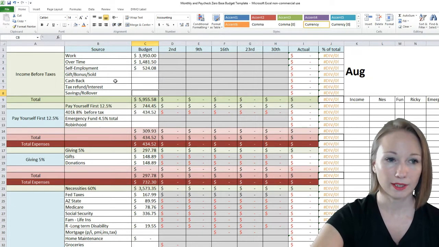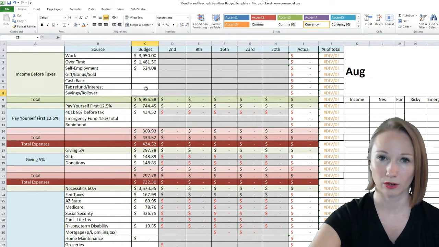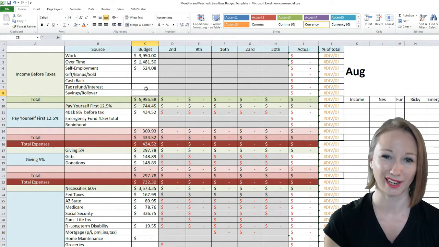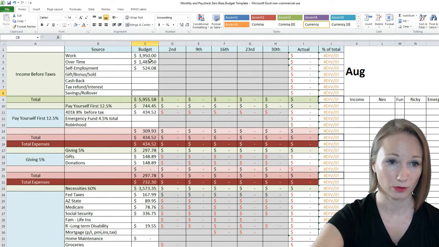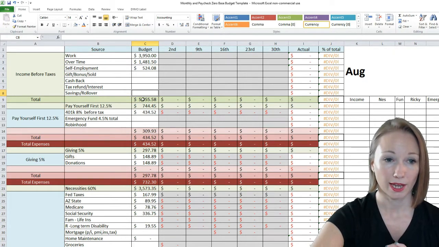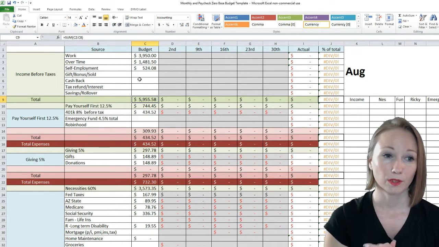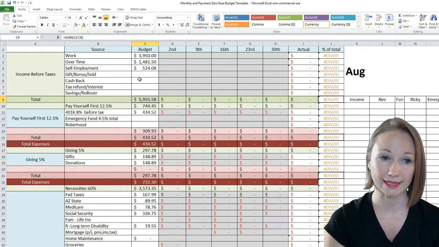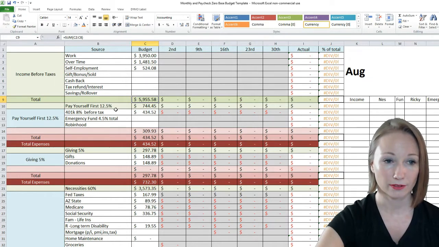So I'm going to leave the cash back and the interest blank for now, because those numbers we don't really know till we get them. So we're going to go ahead and leave those blank. If you look here, it's done the math for me, and it shows that our total income for the month of August is going to be $5,955.58.